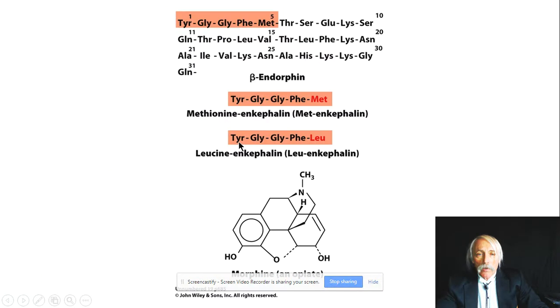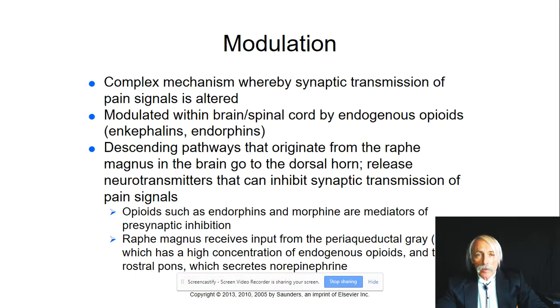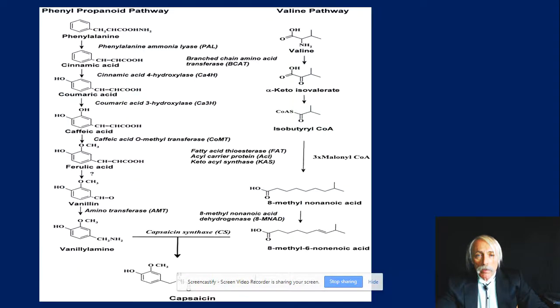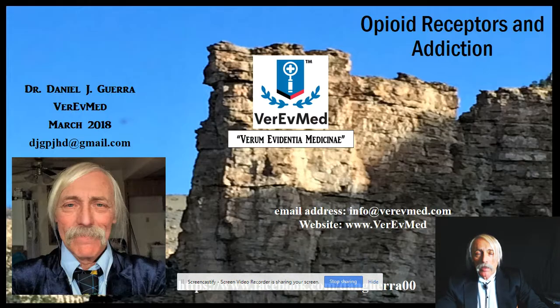All right, so that was part 1. Now we're going to do part 2. So here we are. All right, opioid receptors and addiction.